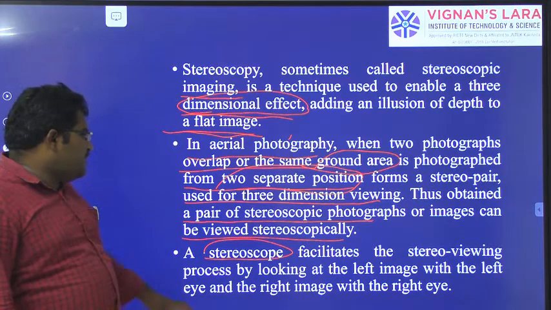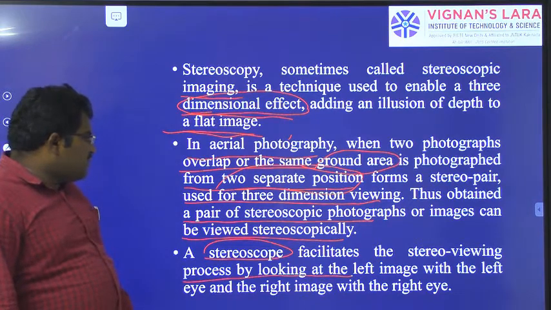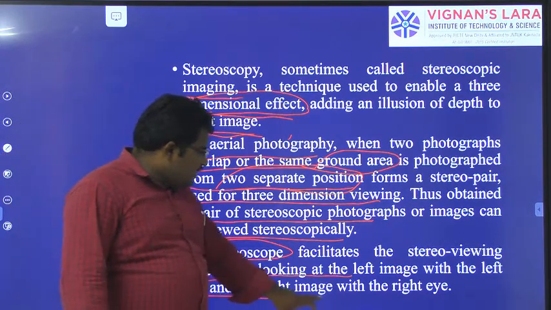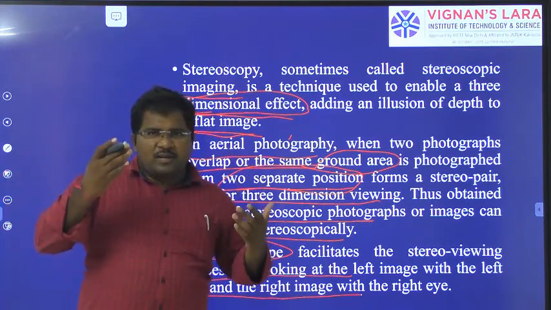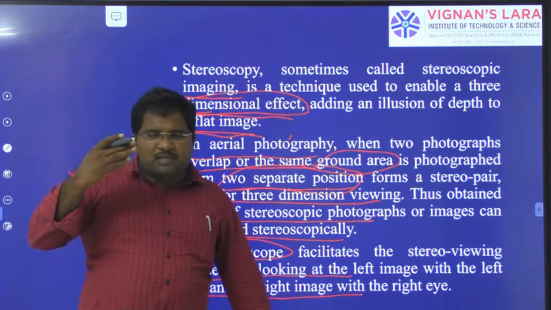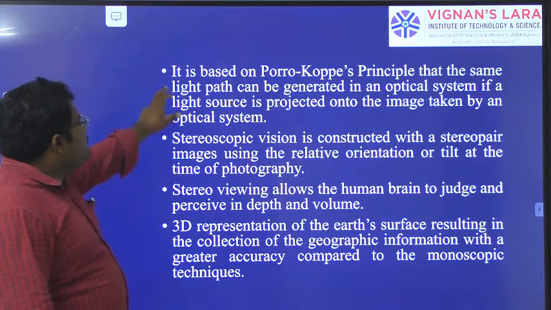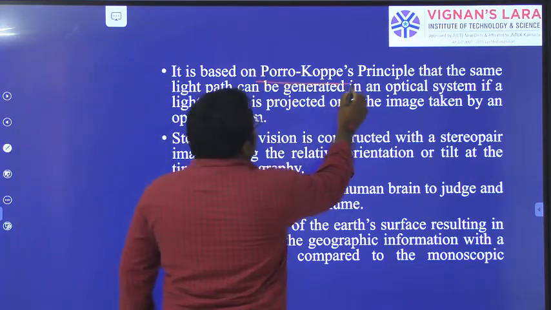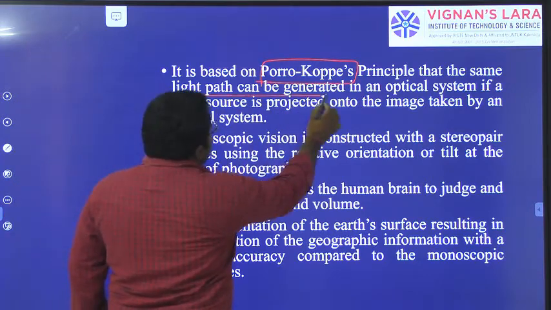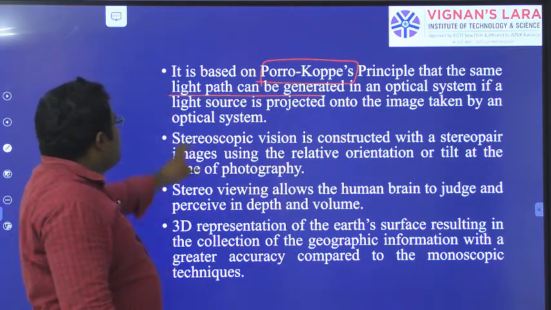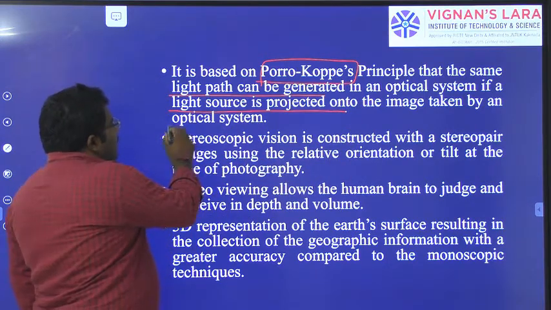It facilitates the stereo viewing process by looking at the left image with the left eye and the right image with the right eye. Combining those two, we get the 3D. It is based on the Porro-Koppe principle, that the same light path can be generated in an optical system if a light source is projected onto the image taken by an optical system.